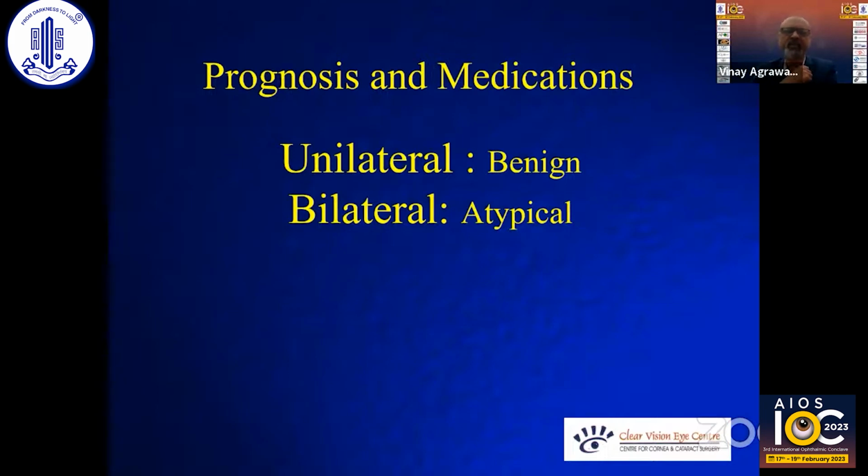What has been seen over the years is that a unilateral version is usually benign, less aggressively spreading, and can be managed with topical medications in a large number of patients. Bilateral disease, or what is also known as atypical, or in some parts of the literature it is mentioned as malignant Mooren's ulcer, is a very, very aggressive disease, rapidly spreading, and it can also lead to loss of sight because of corneal melting and perforations if not adequately addressed.